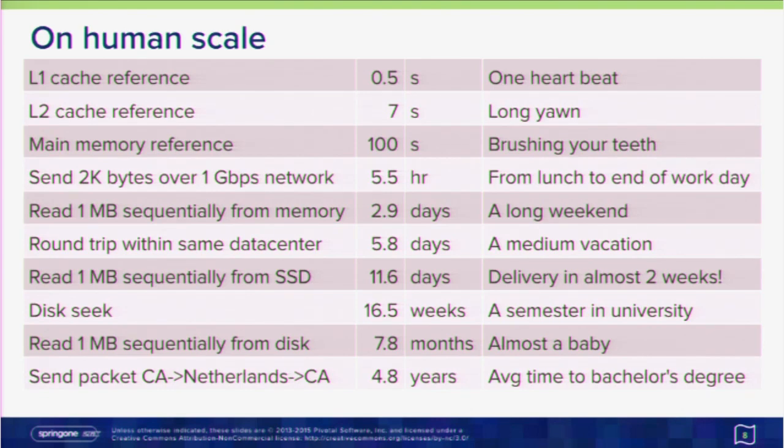Now we get to the disks. SSDs, 11.5 days. That sounds slow. That really does sound really, really slow. Look at the time for reading from a spinning disk. It's 8 months. That's almost a baby. And you've got microservices and you deploy 9 of them and then you do it in a month. No, I'm lying. And obviously doing anything on the internet takes forever. Average time to a bachelor's degree.